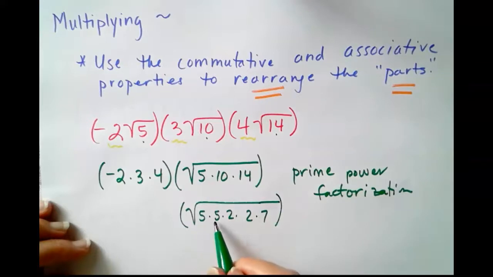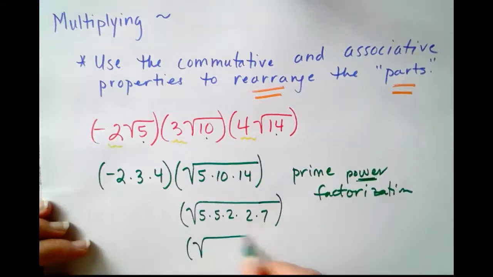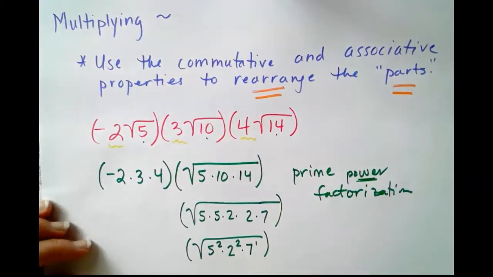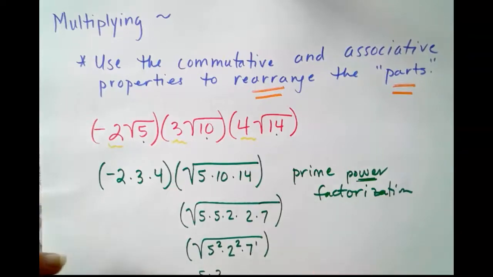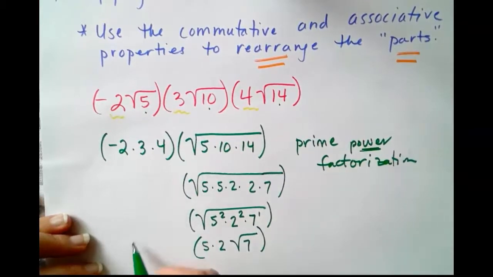So there's 5, there's 10, there's 14. In terms of a prime power factorization, we have the square root of 5 squared times 2 squared times 7 to the first. So think about what's coming out. 1 power of 5 is coming out, 1 power of 2 is coming out, and the 7 is going to stay under. So this is what's technically getting multiplied to negative 2 times 3 times 4.